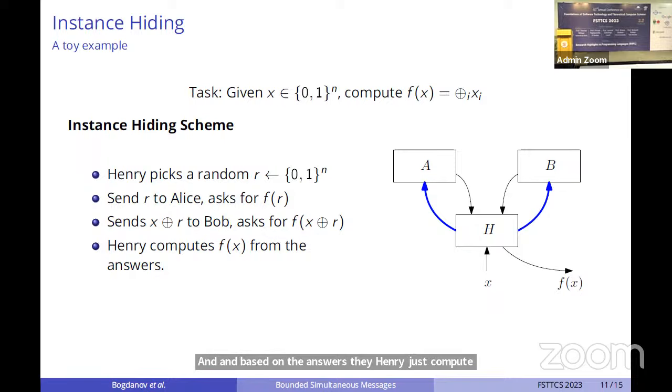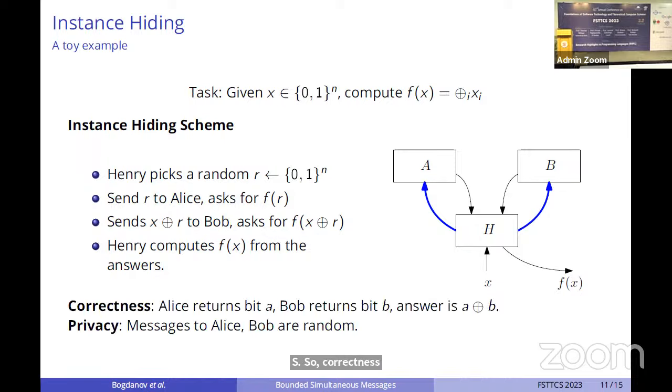Okay, so correctness is immediate. These extra parity bits get removed because all you have to do is, if Alice gives an answer A and Bob gives an answer B, you just output A ⊕ B. So the extra parity bits get removed when you take the overall parity, and what you get is the parity of bits in x.